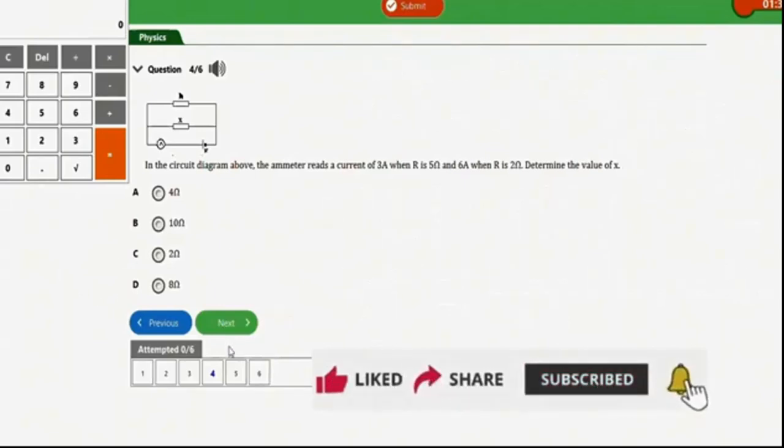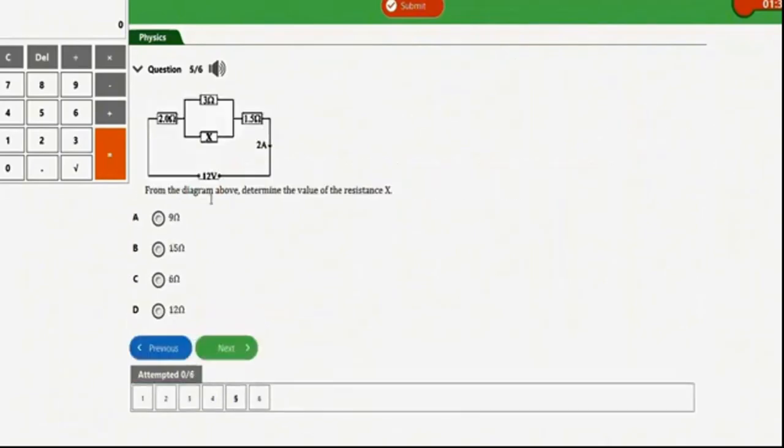Okay, so the last question will be this question. It says from the diagram above, determine the value of the resistance X. Okay, so we're going to apply this formula for Ohm's law, which is V equals I R. So V being the voltage, we have it to be 12 volts equals the current is 12 ampere. Alright, so this current we times the resistance.